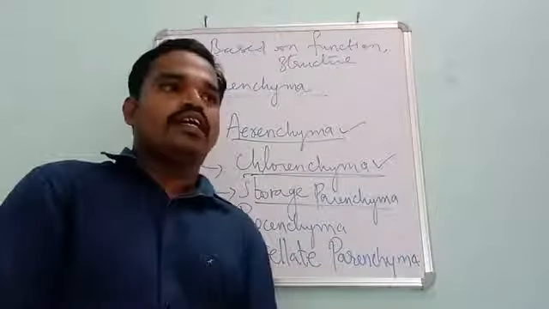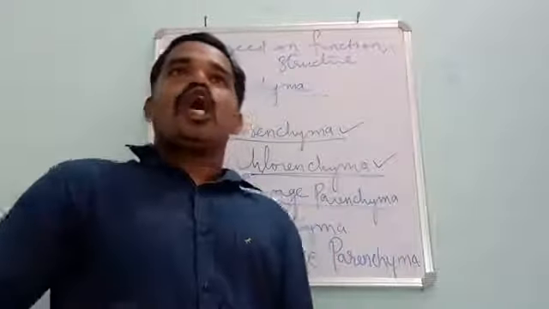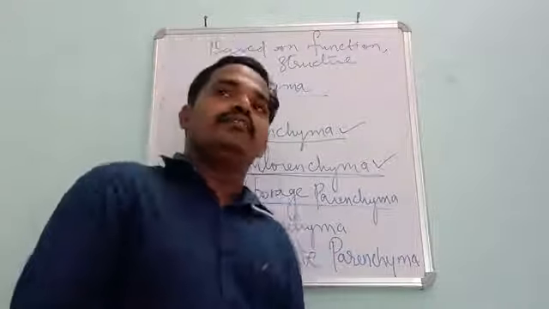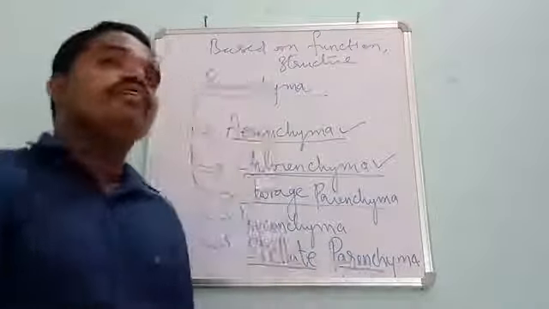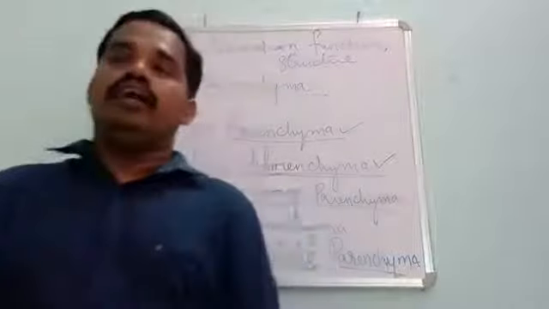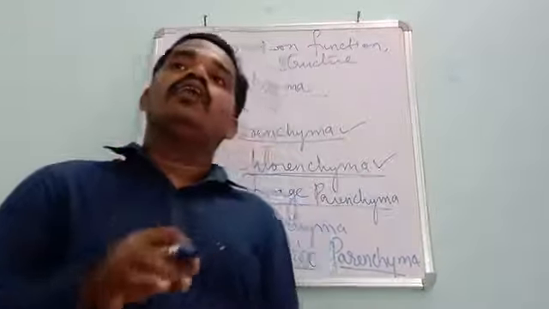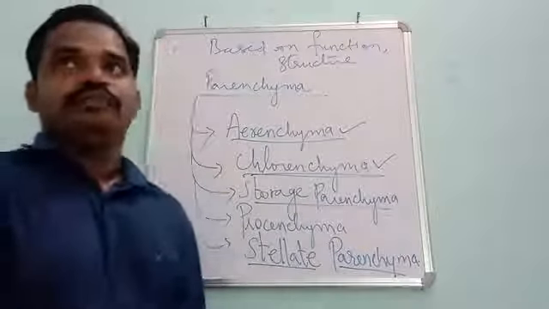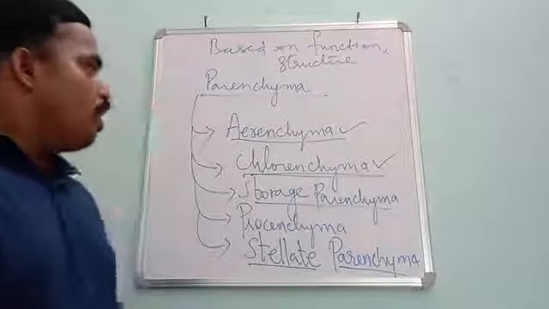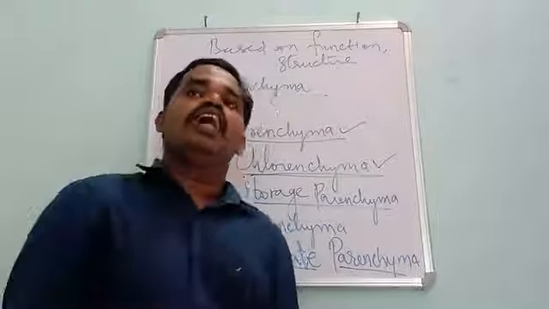Then the last one is the specialized parenchyma. It has star-shaped cells. That's what we call stellate parenchyma. We find star-shaped cells in the petiole of the banana. Where will you identify the aerenchyma? In which plants? Aquatic plants, for example hydrilla. So in hydrilla we will identify it.